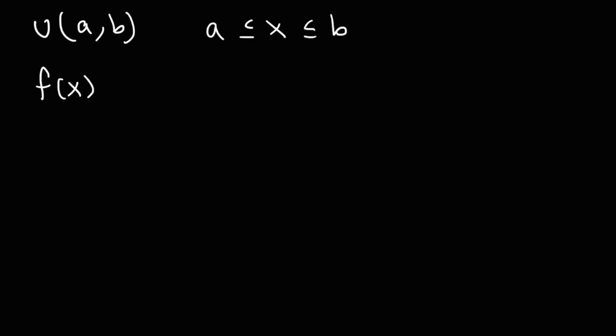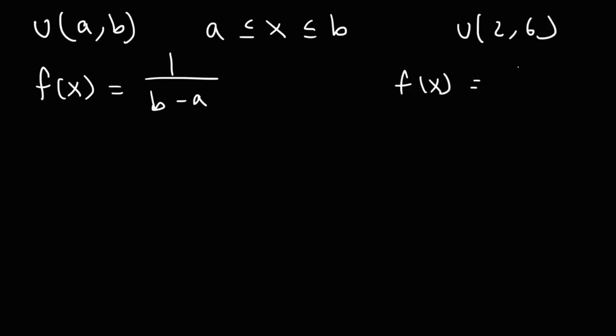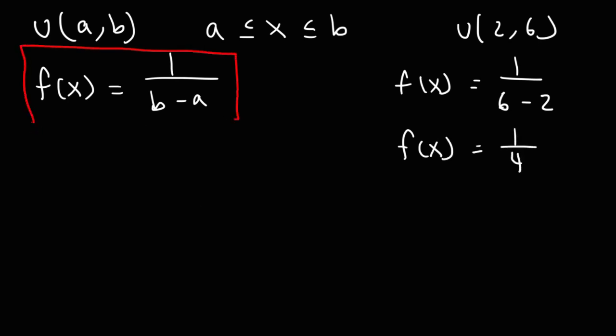So for uniform distribution from A to B, x will vary between A and B. The probability density function f of x is simply 1 over b minus a. In the last example, if you were to plug in a and b, where b is 6, a is 2, you would get the function f of x is 1 over 4. So that's how you would incorporate this formula to calculate the probability density function for a uniform distribution.